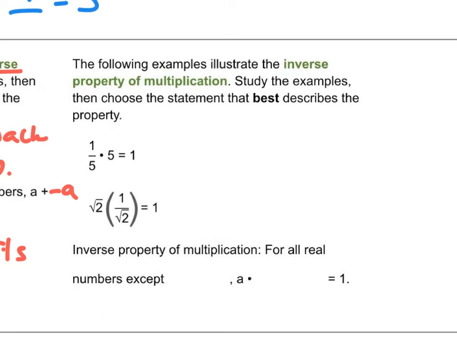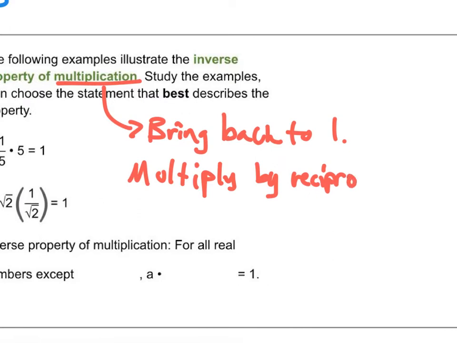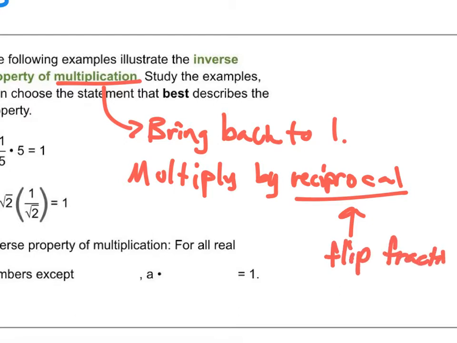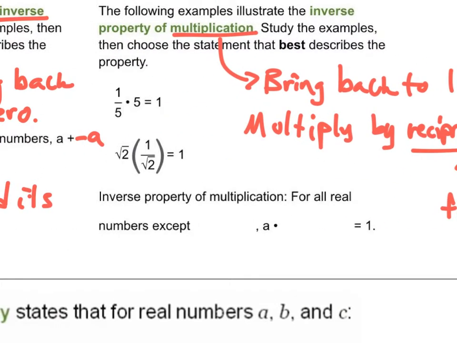All right? Inverse property of multiplication. When you talk about multiplication, that means bring back to 1. And the way you do that is you multiply by its reciprocal. Reciprocal means you flip the fraction. And so here's what you've got. The property, using this math jargon, is a times 1 over a is going to equal 1.